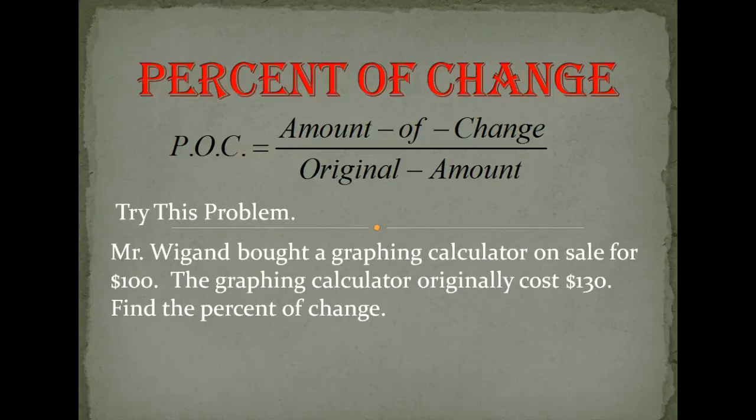All right, why don't you try this one? Mr. Regan bought a graphing calculator on sale for $100. The graphing calculator originally cost $130. Find the percent of change. So pause the video at this point. Give yourself some time to try this out. Restart the video and see if we end up with the same answer.